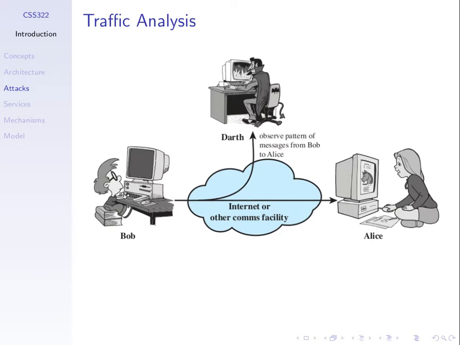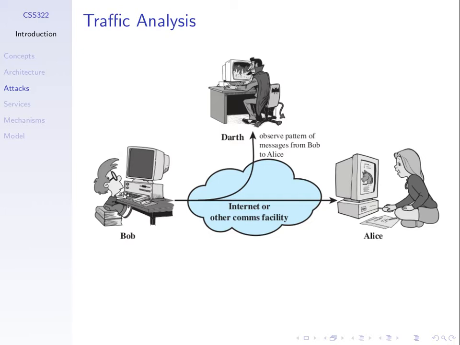Traffic analysis is an attack where even if we use encryption, some malicious user, Darth in this case, may still be able to get some useful information about what's happening. Let's say, what's an example? Alice is married to Darth in this case, okay? And Alice has told Darth that, yes, happily in love, everything's fine. But it turns out that someone's sending a lot of messages to Alice late at night, 2 a.m. When Alice told her husband Darth that she's at home asleep at 2 a.m., nothing's happening.